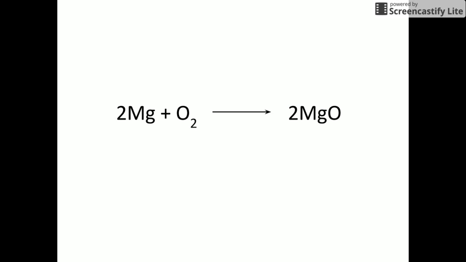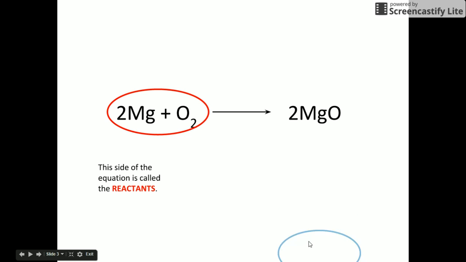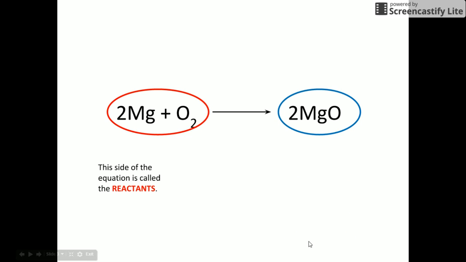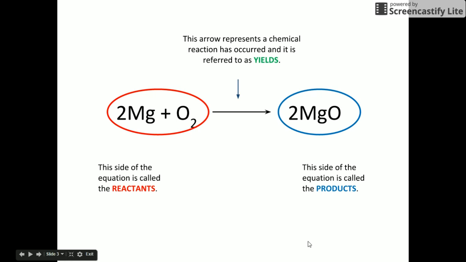Now, here you have that exact same chemical equation, but on the left side in the red circle, this side is called the reactants. And on the right side in the blue circle, well, this side is called the products. And in the center, you have this really neat little arrow, and that represents that a chemical reaction has occurred, and it is called the yield. So, you have the left side called the reactants, which goes into a chemical reaction represented by the arrow, a yield, and out on the right side comes the product or the result of that chemical reaction.